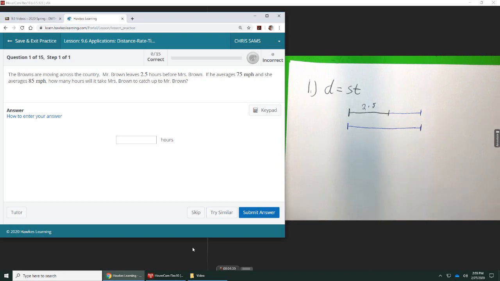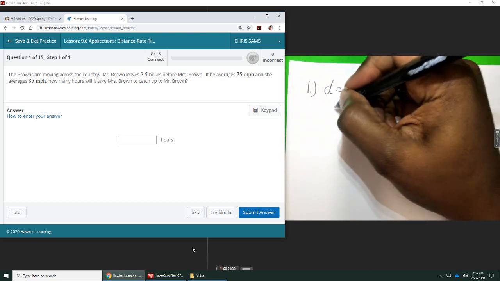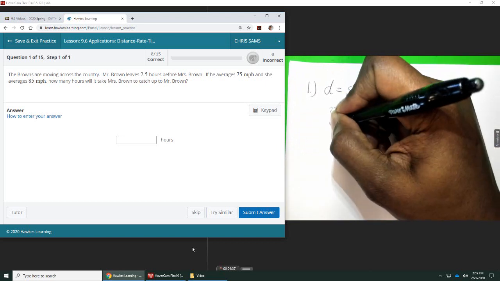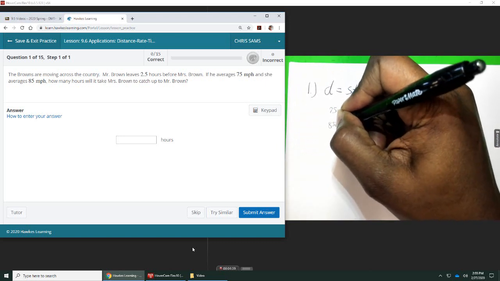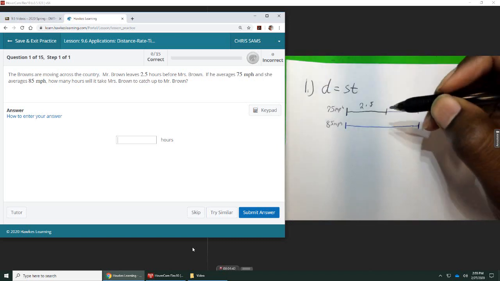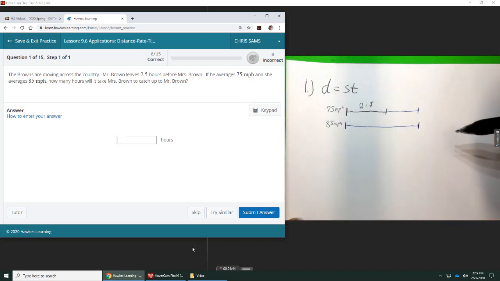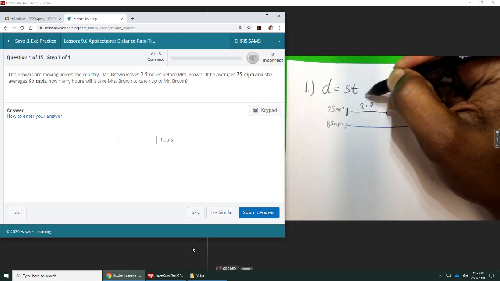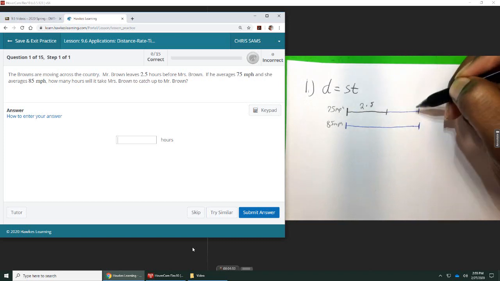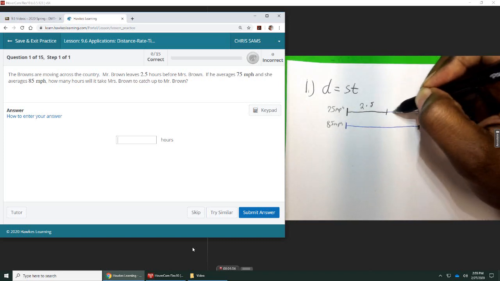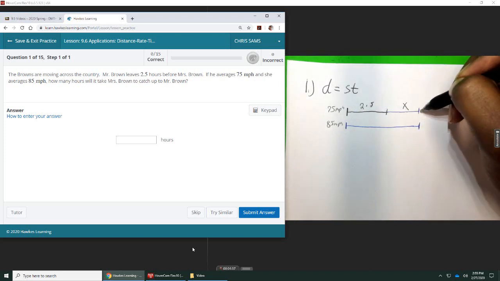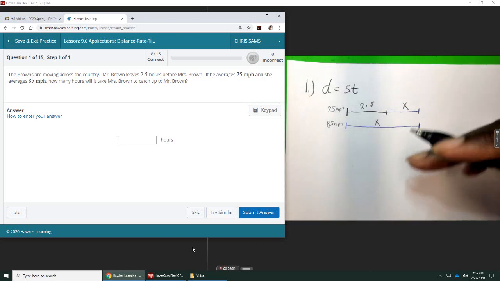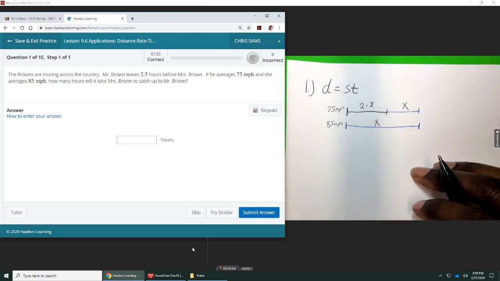Okay? So we know that his speed was 75 miles per hour and hers is 85. We need to know how long it is going to take her to catch up to him. So right now, he was driving for 2.5 hours and he drives another X hours. This time frame, he has gone a shorter distance than she's gone in the same time because she's driving faster. So their distances are going to be the same, their speeds are different.